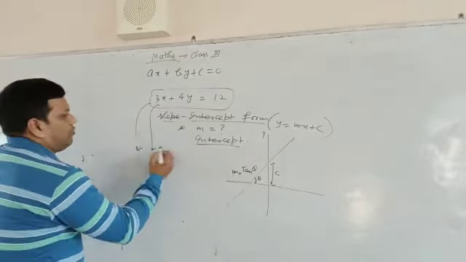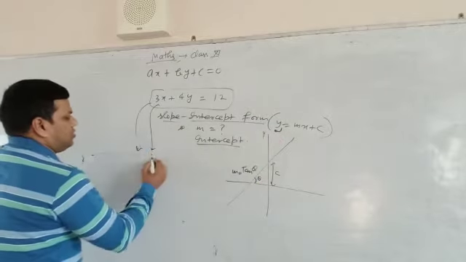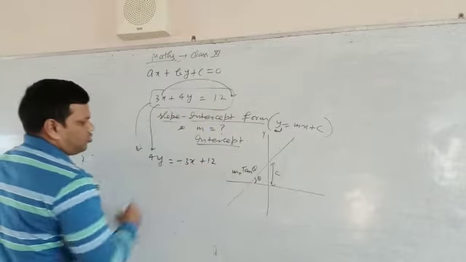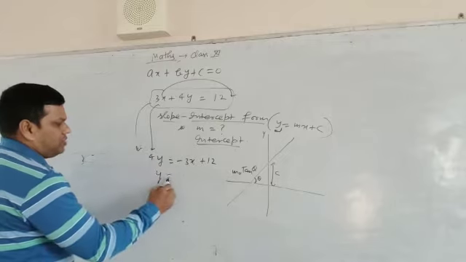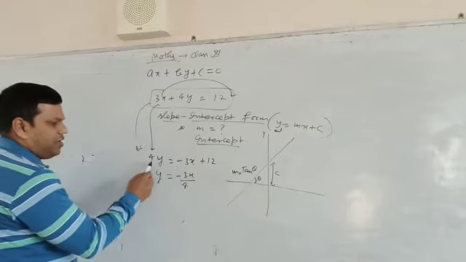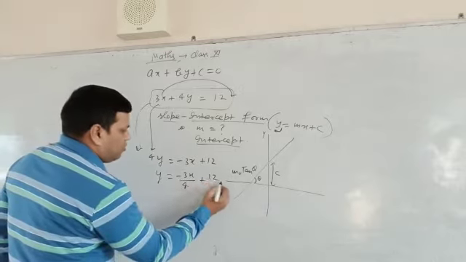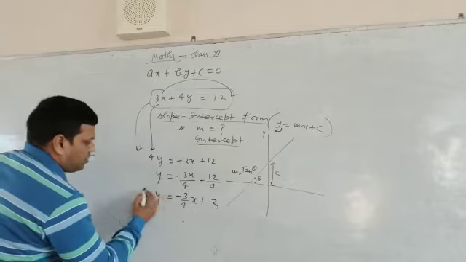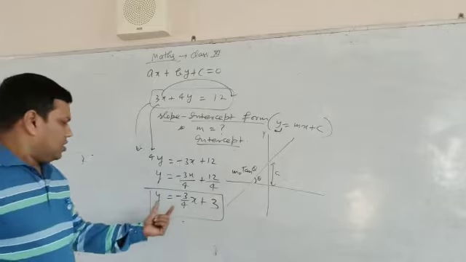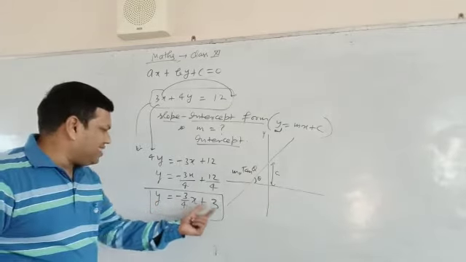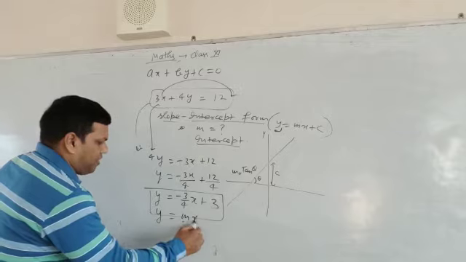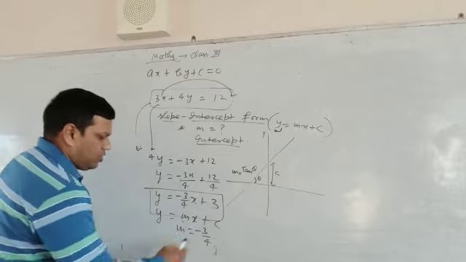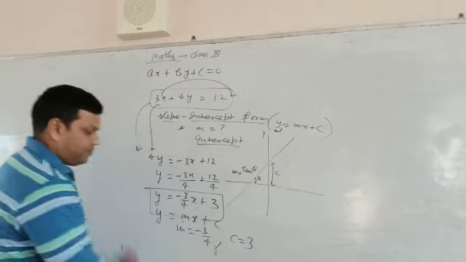How? First of all, you see that y is separate here, so we have to move this 3x to the other side. That becomes minus 3x plus 12. Now 4y is equal to minus 3x plus 12. I am dividing by 4 on both sides, so y is equal to minus 3 upon 4 x plus 12 upon 4, and 12 upon 4 is 3. That becomes the slope intercept form. If you compare it with mx plus c, you will see that m is equal to minus 3 by 4, and c is equal to 3.